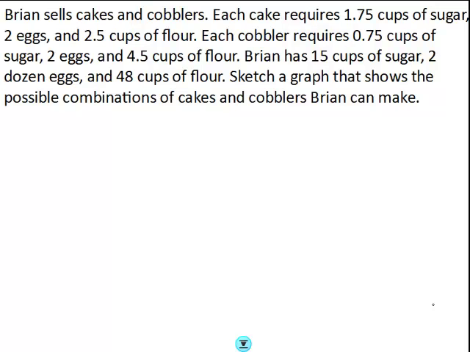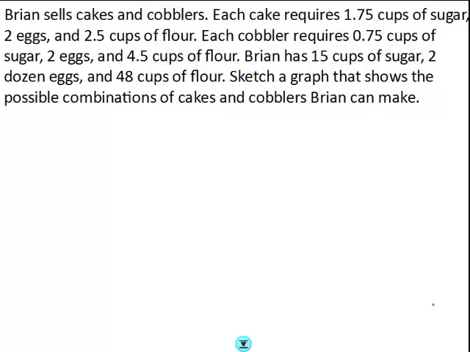As promised, I'm going to work another example linear programming problem. Okay, Brian sells cakes and cobblers. Each cake requires 1.75 cups of sugar, 2 eggs, and 2.5 cups of flour. Each cobbler requires 0.75 cups of sugar, 2 eggs, and 4.5 cups of flour.